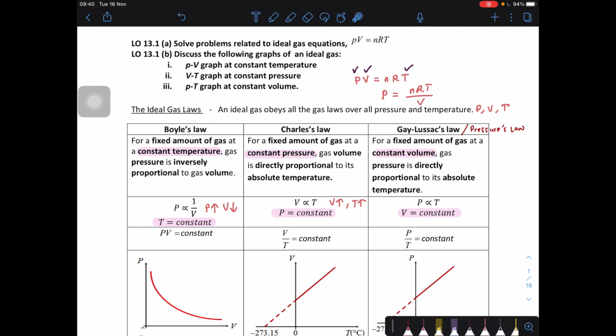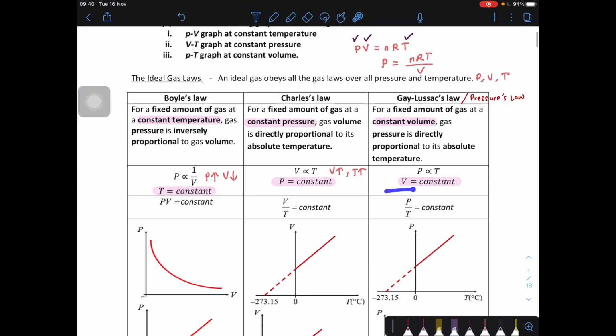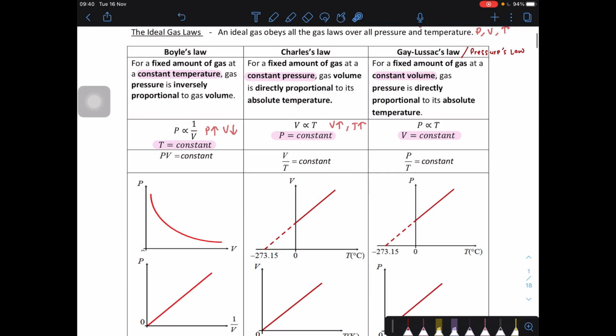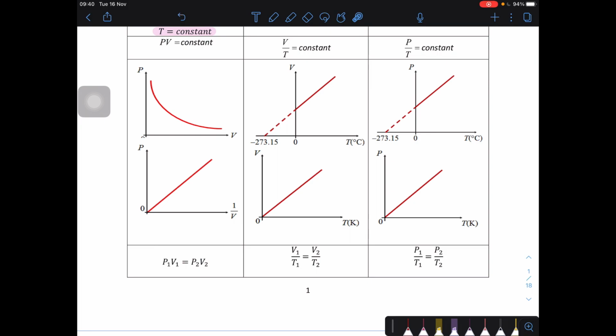And then last one is Gay-Lussac's law ataupun kita panggil sebagai pressure's law, di mana the quantity that is constant is volume. So volume will be constant, this one. So when this is constant, P will be directly proportional to T. So when P increases, T will also increase. So we will get this graph of linear graph lah. So when we want to compare initial and final in terms of ratio, kita akan gunakan P1 over T1 is equal to P2 over T2.